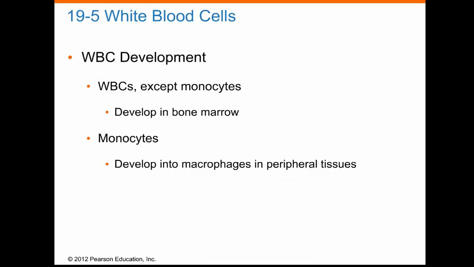White cells, except for monocytes, develop in the bone marrow, and monocytes develop into macrophages in the peripheral tissues.